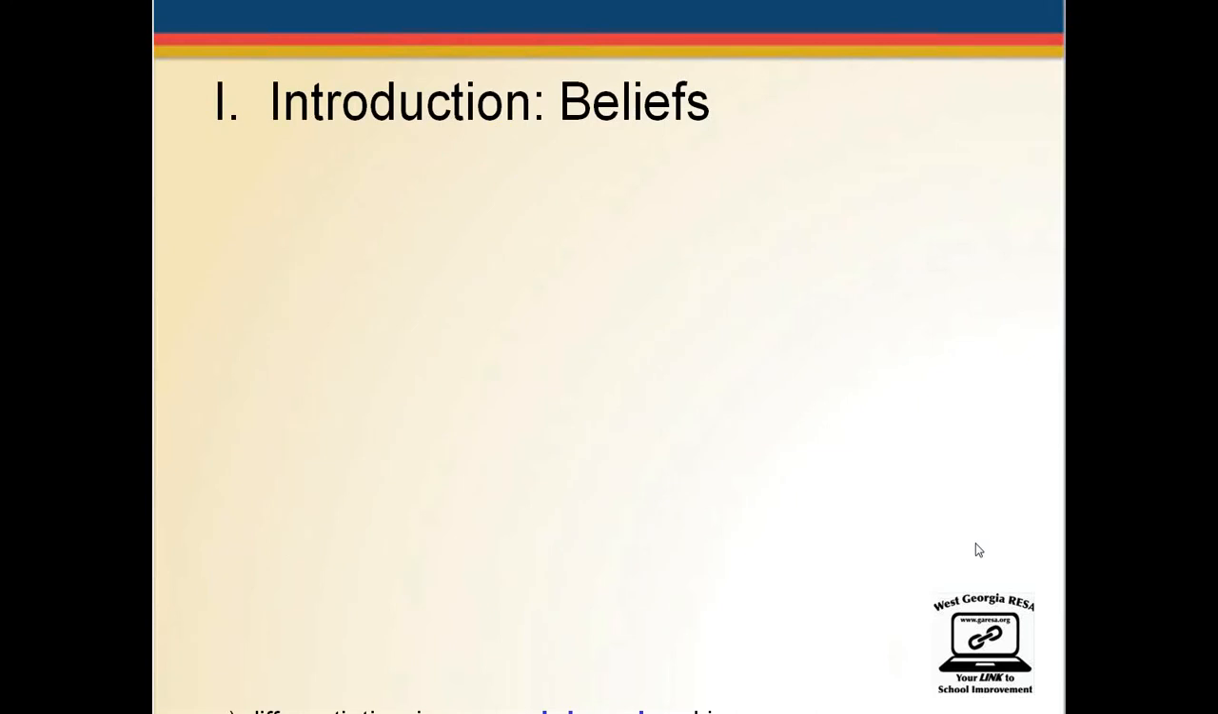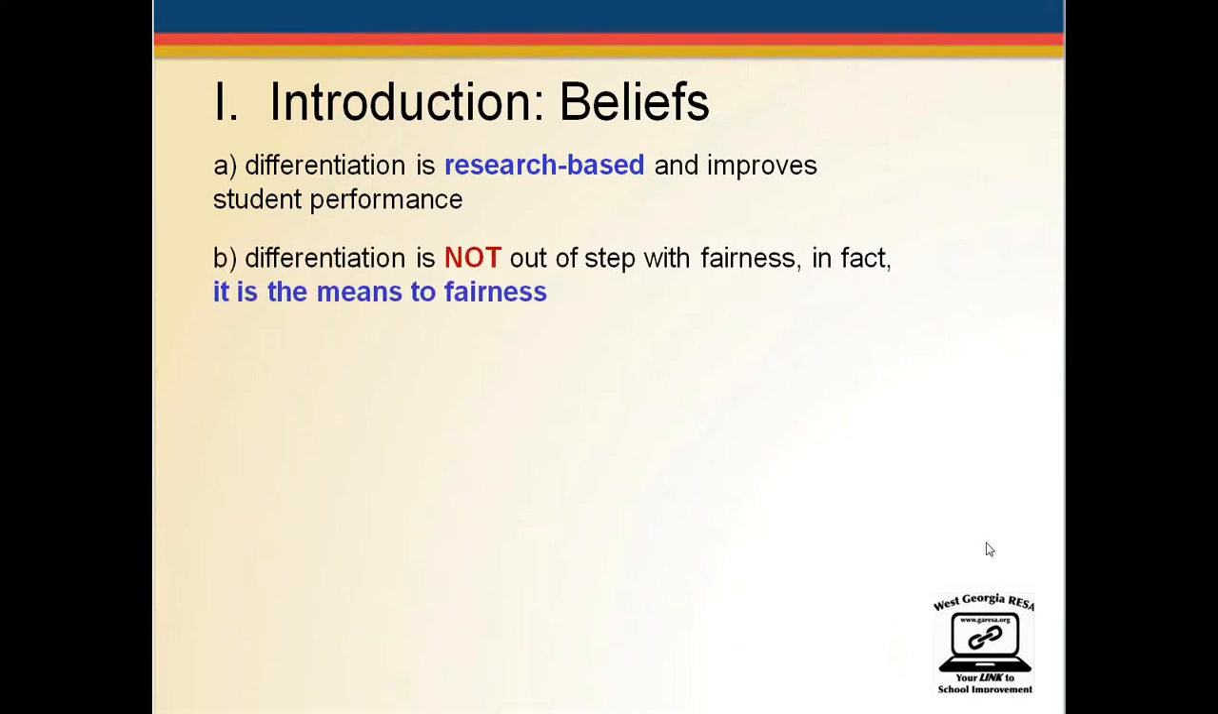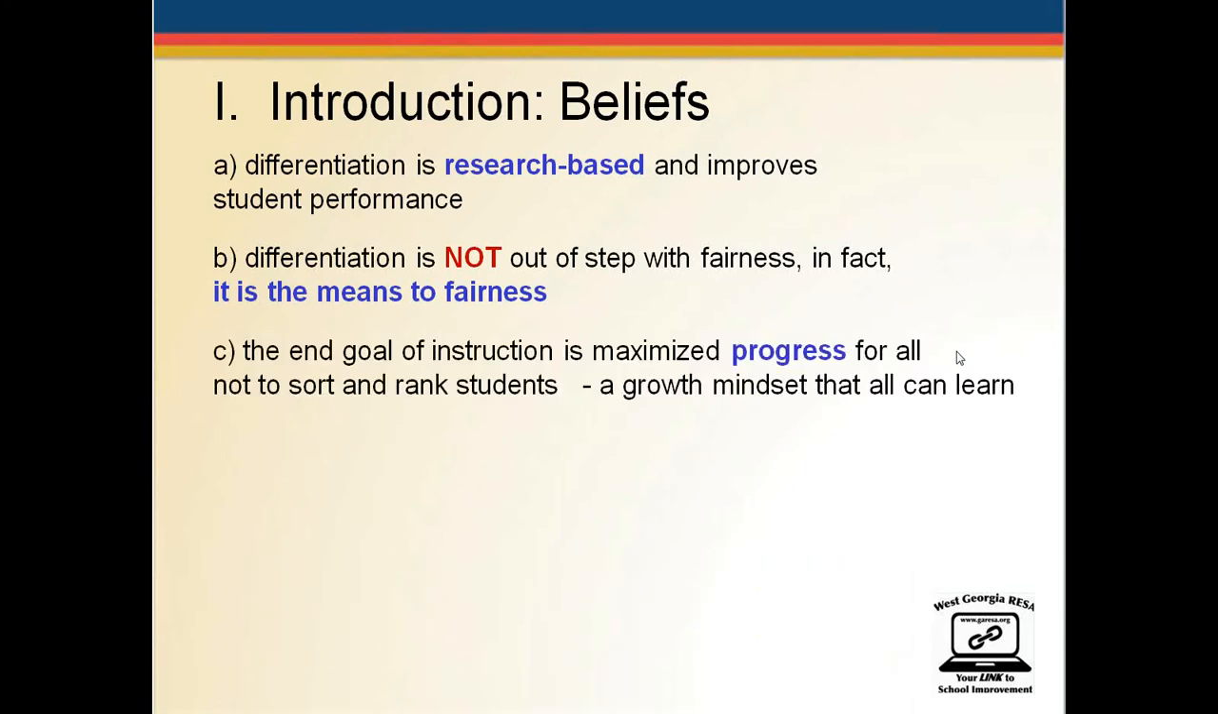Okay, so let's start with something very important, and that is the beliefs of differentiation. In order to actually perform differentiation in a classroom and to do that well, you have to believe a few things. For one, you have to believe that it is a research-based practice and that it will improve student achievement. You have to believe also that it is not only fair, but that it is perhaps the definition of fair. And that's something that's difficult for us to get around at first because differentiation does mean different experiences for different students. The end goal of instruction is to maximize progress for all students.